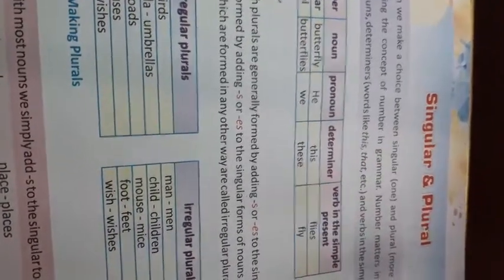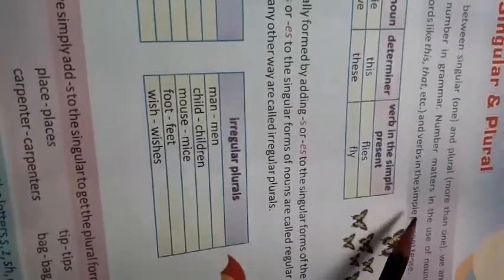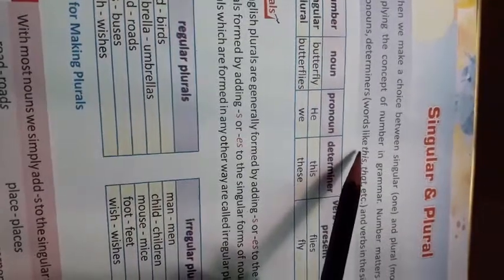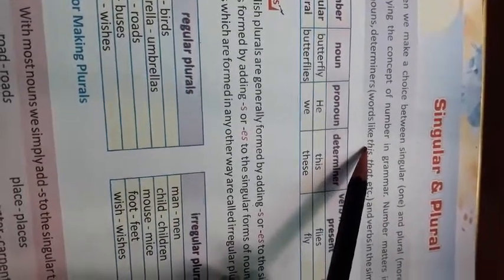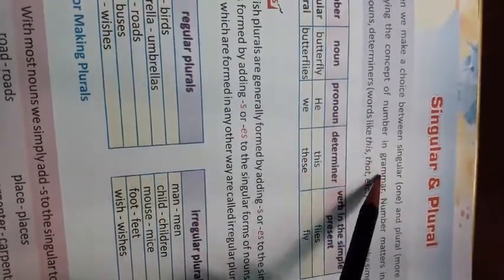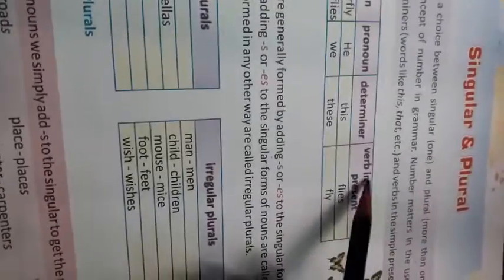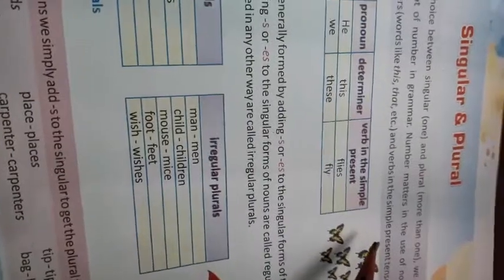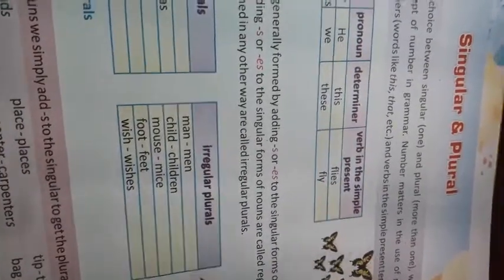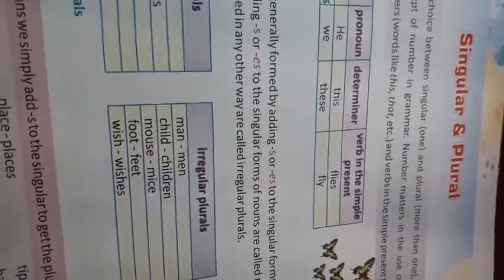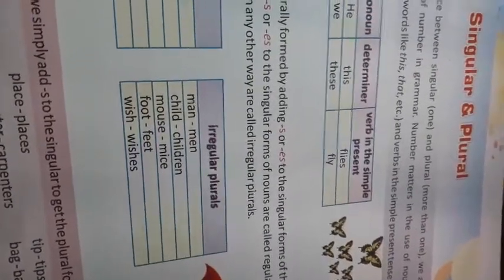Number matters in the use of nouns, pronouns, determiners. Determiners means like this, that. And when we make their plurals, this becomes these, that becomes those. And verbs in the simple present tense. As you do know, we have to change the verbs in the simple present tense by adding s or es. It depends upon the subject.